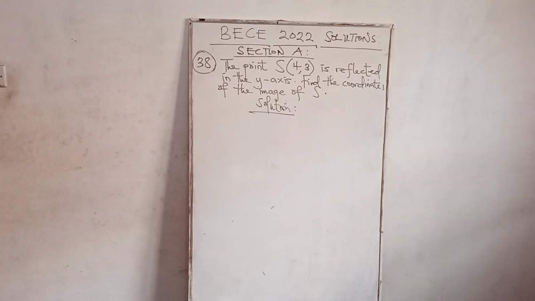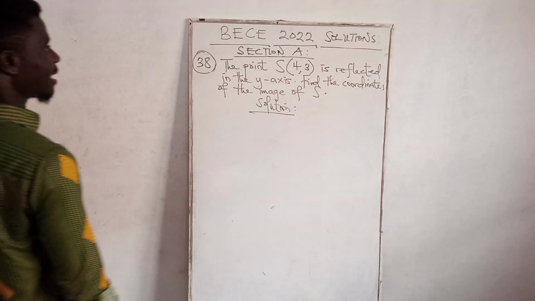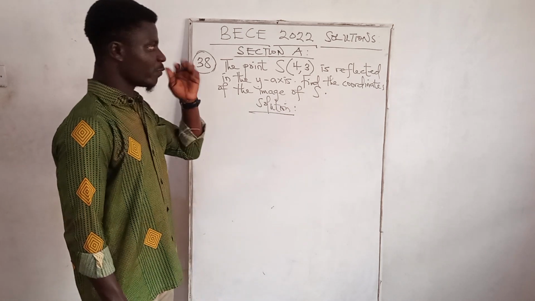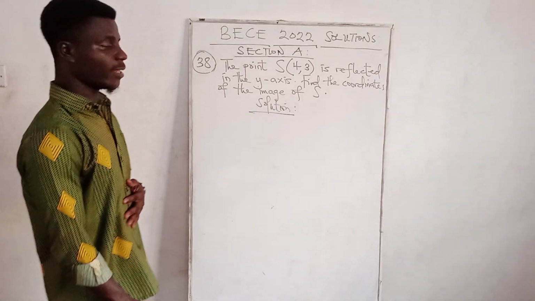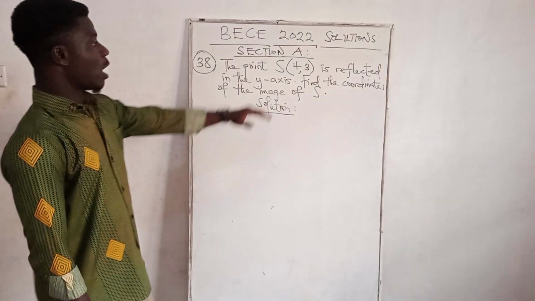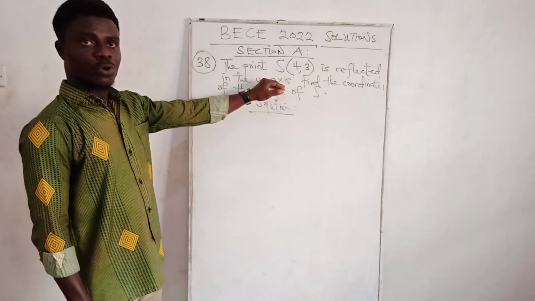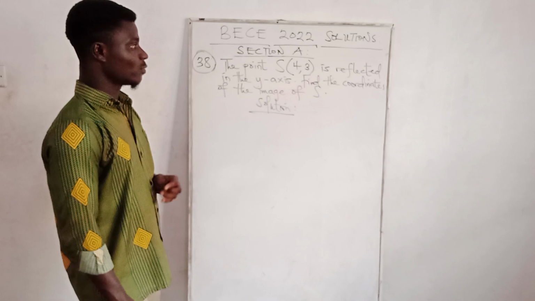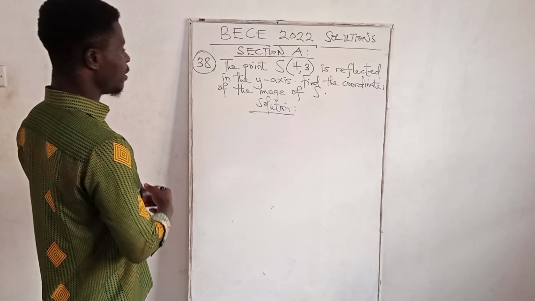So now let's see this question. That's a rigid motion, as in transformation and coordinates. The point S(4, 3) is reflected in the y-axis. Find the coordinates of the image of that point S(4, 3). So the point S(4, 3) is reflected, that's reflection, right, in the y-axis. So our line of reflection, or our mirror line, is the y-axis.